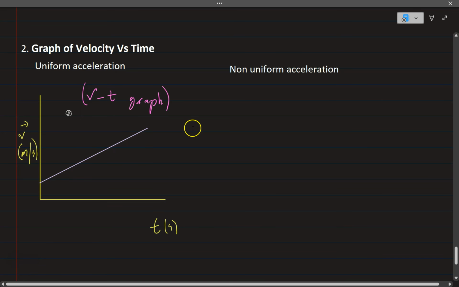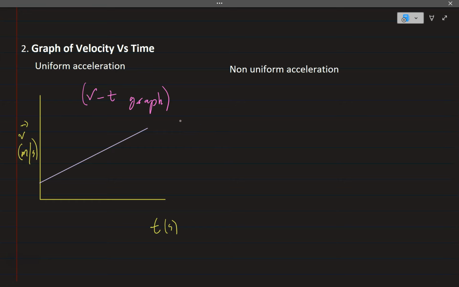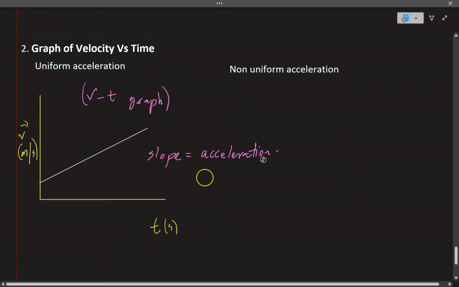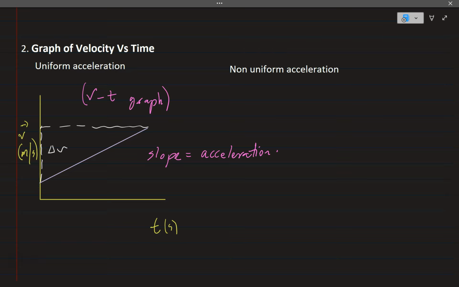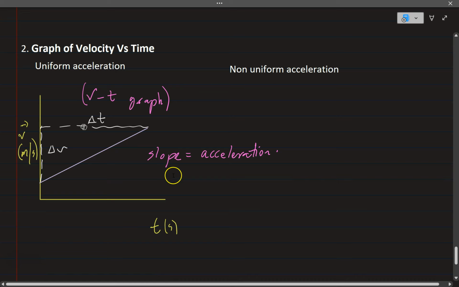The slope of this graph is equal to the acceleration. So the slope of a VT graph is the acceleration. And again, you can go ahead and do the rise over run. That's what you're doing, right? Rise is the delta V, and that's delta T. When you do this, you'll get the acceleration, which is the slope.